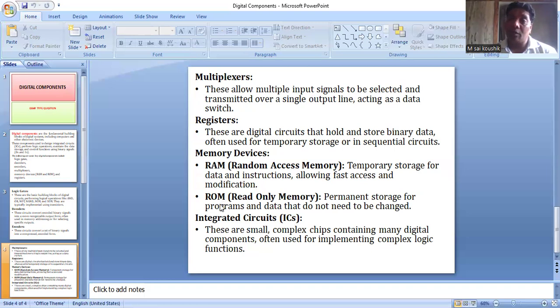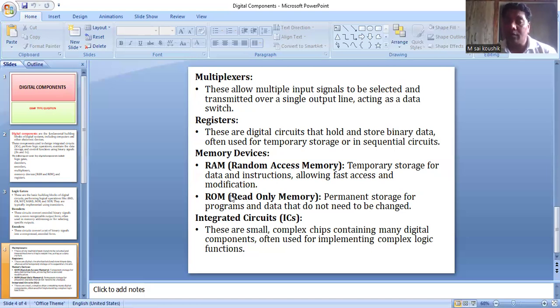ROM is called permanent storage. Once you save, it is permanently stored, like long-time storage. It is called secondary storage, secondary memory. I'm writing here: temporary storage for data and instructions allowing fast access and modification. So we can access the data fast and modify the data within seconds.